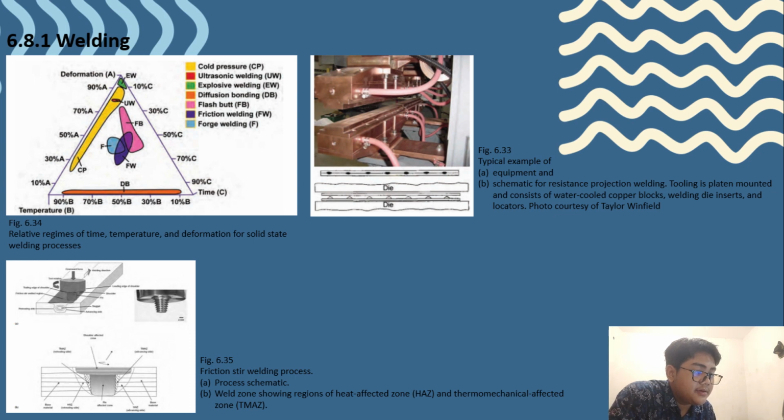Diffusion welding depends on the thermal motion and diffusion of atoms between surfaces. As we can see in Figure 6.34, a relative regimen of time, temperature, and deformation for solid-state welding processes. And next we get Figure 6.35, the friction stir welding process. A is a process schematic, and B is the weld zone showing regions of the heat affected zone, or HAZ, and thermomechanically affected zone, or TMAZ.